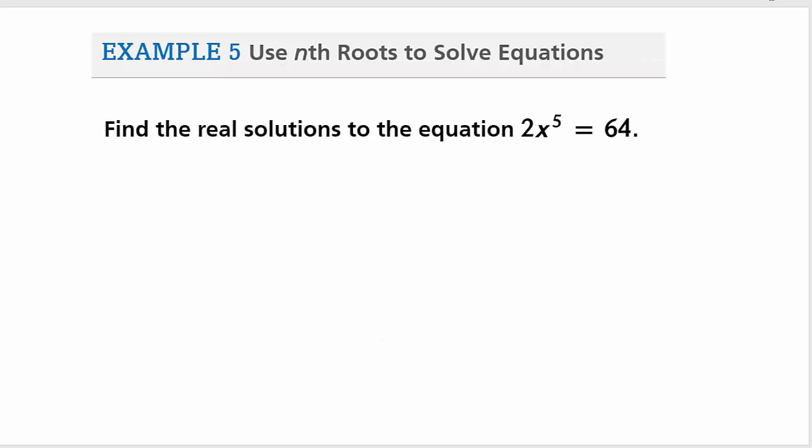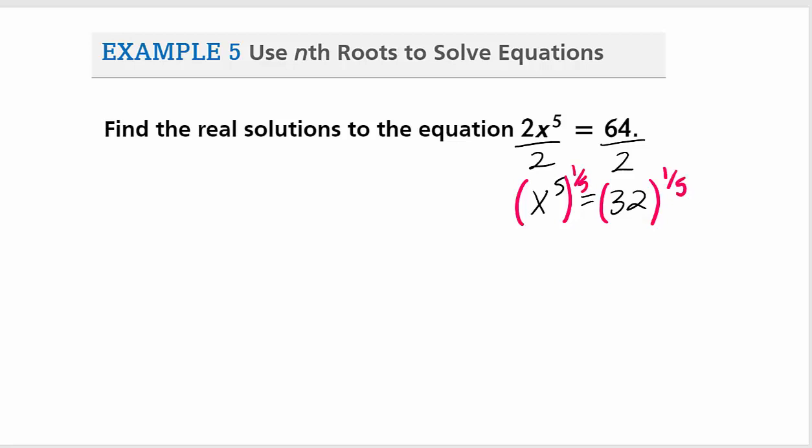So the first thing we're going to do is divide by 2. We end up getting x to the 5th is equal to 32. Now on the left-hand side, we need to get x by itself. So we're going to use a power to a power property. That means that we're looking for an exponent to put on the outside of these parentheses, where when we multiply 5 times this exponent, we end up getting 1. So we're going to use 1/5.